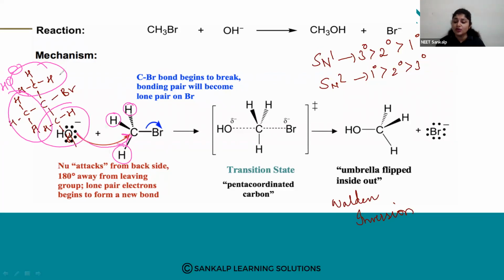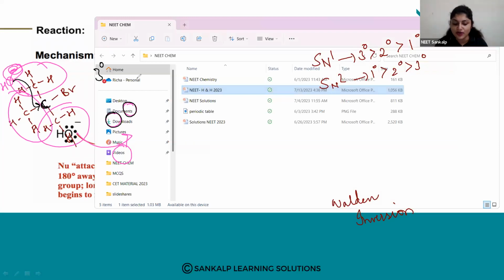Because of the bulkier groups present on the carbon atom, the attack of the nucleophile on the carbon is very difficult because of steric hindrance. Thus we cannot take tertiary alkyl halides in SN2. Why? Because of steric hindrance. Primary will be more stable as compared to secondary and tertiary. So this is the stability in case of the SN2 mechanism.